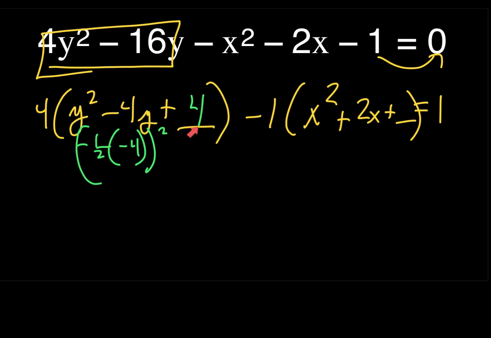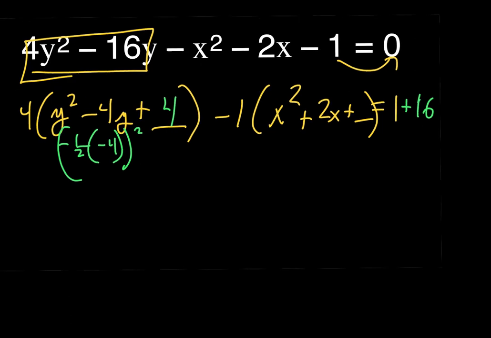And if I added 4 over here, I have to add something on this side, but I'm not adding 4. I'm adding 4 times, so this 4 is being multiplied by 4. So I'm adding 16 on the right-hand side. I bumped part of the screen with my hand. There we go.